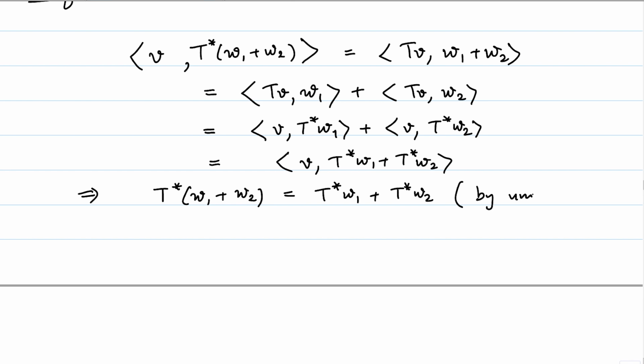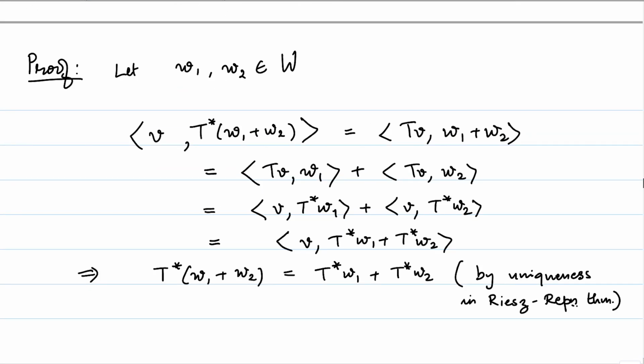By uniqueness in the Riesz representation theorem. You should check the uniqueness part. You should check very carefully how the uniqueness is being used here to conclude that T star of W1 plus W2 is the same as T star of W1 plus T star of W2.